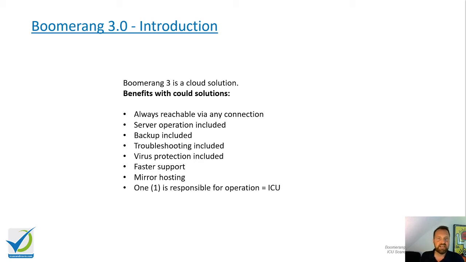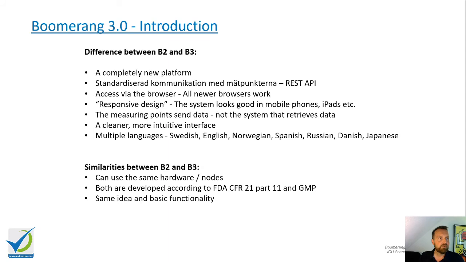So I thought that we would take a look at the differences and similarities between the Boomerang 2 and Boomerang 3 system. So what are the differences? Well, the B3, the Boomerang 3, is built on a completely new modern platform. So all knowledge we gain from the Boomerang 2 development, we have put into Boomerang 3. And everything is developed in a Microsoft environment, and we use the ASP.NET MVC framework. This provides a modern and standardized platform.